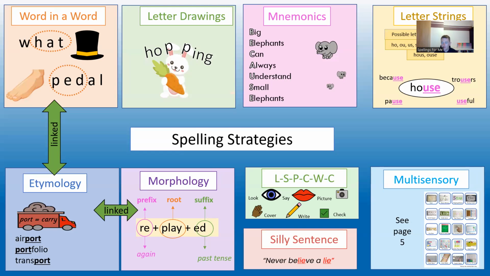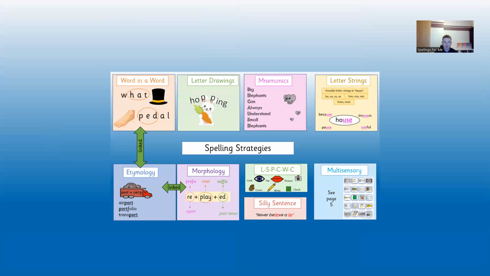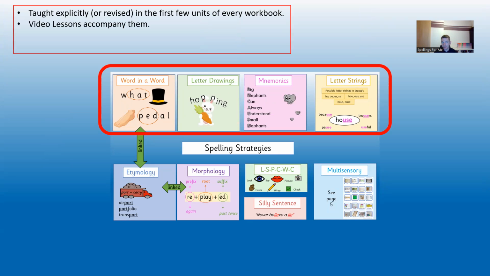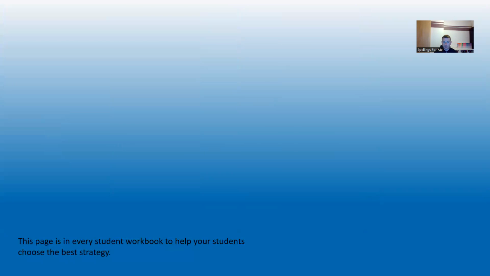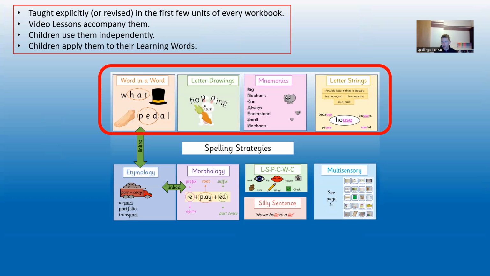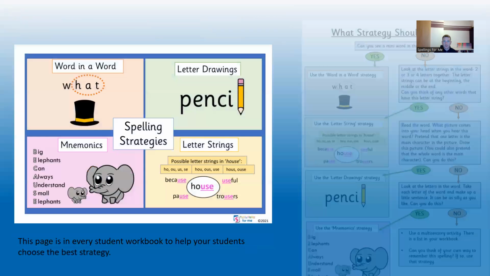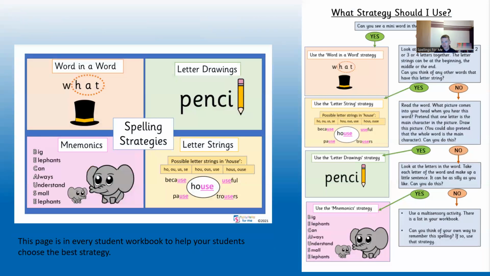So our strategies. The top 4 that you see in front of you have video lessons associated with them. They're taught explicitly using those video lessons, and children use these strategies with their own learning words every single week. The bottom 3 that you see there, etymology, morphology, Look Say Picture Cover Eye Check, and the silly sentence, would be included in the workbook, but there aren't video lessons accompanying them. The page you see on the right hand side is in every Spellings for Me workbook, and it's important to go through it with the students in your class to explain to them what strategy they can use and which one is an option for them.